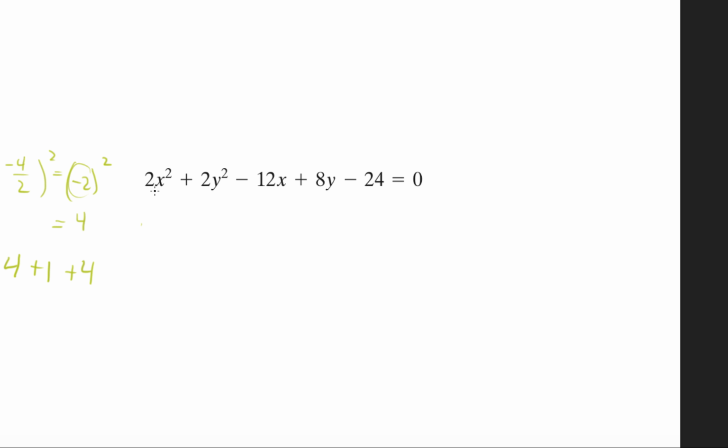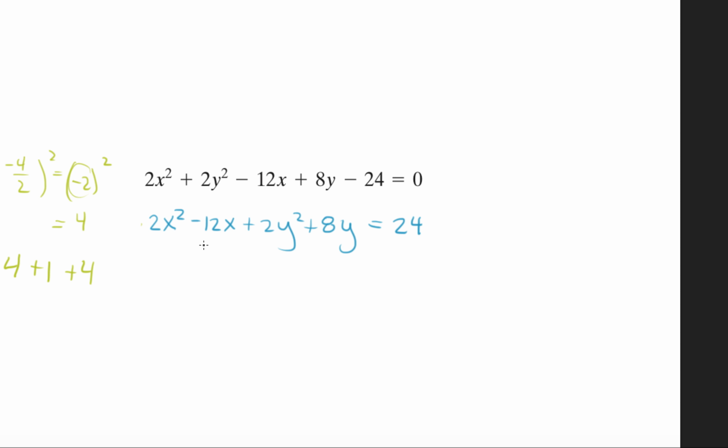Now the only difference is that we have 2's in front of the x squared and the y squared, okay? But the process is very similar. We're just going to add one more step. So the first thing I want you to do is to reorganize it. So we get 2x squared minus 12x plus 2y squared plus 8y equals 24.